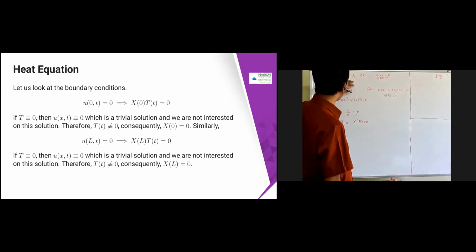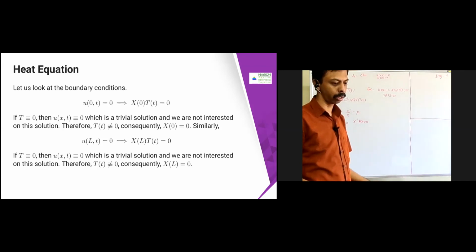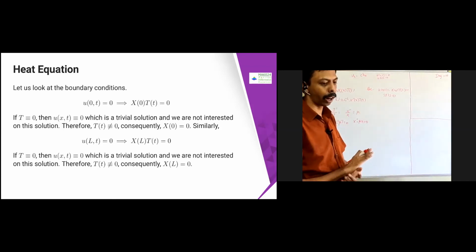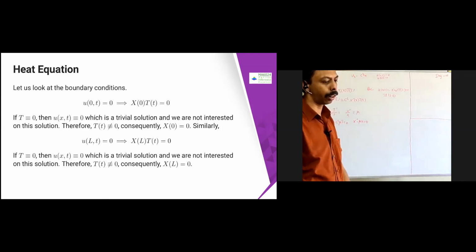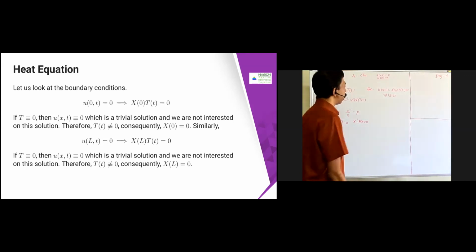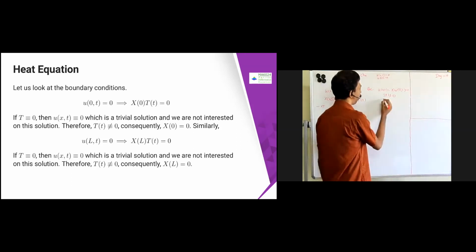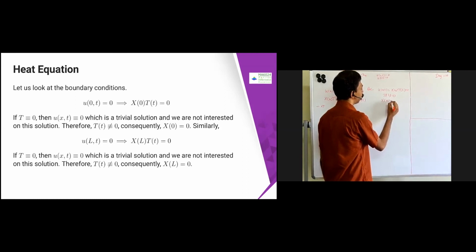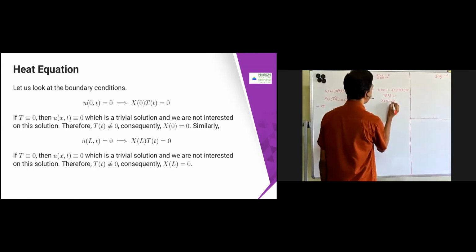That means it is a trivial solution, but the trivial solution we already know. We don't need to go through the steps on that. u equal to 0 is a trivial solution, which we are not interested in. Therefore, we assume that T of t is not simultaneously 0. Therefore X of 0 is equal to 0.